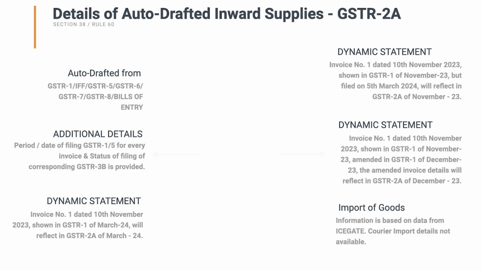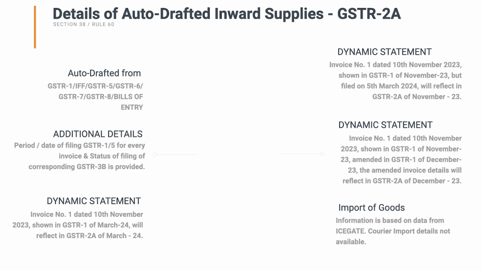There is an invoice number 1. It is dated 10th of November 2023. There is an invoice number 1 dated 10th of November 2023, and it is filed in the GSTR 1 of March 2024. The GSTR 2A will always pertain to March 2024. Despite the fact that the invoice number 1 dated 10th of November 2023 is reflected in March 2024, it will reflect only in the March 2024 2A.